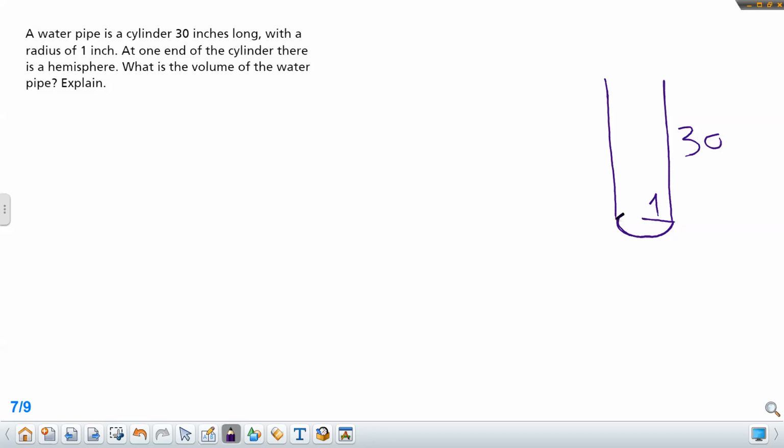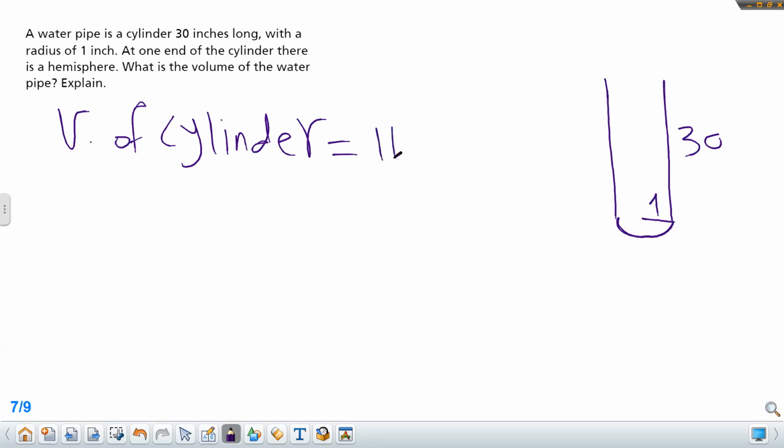So what's the volume of water? You will find the volume of the cylinder and the volume of the hemisphere. How? The volume of the cylinder: you know the rule is base area times height, which is pi r square height. So pi times r square, which is 1 square, times height, which is 30. So the volume of the cylinder is 30 pi.